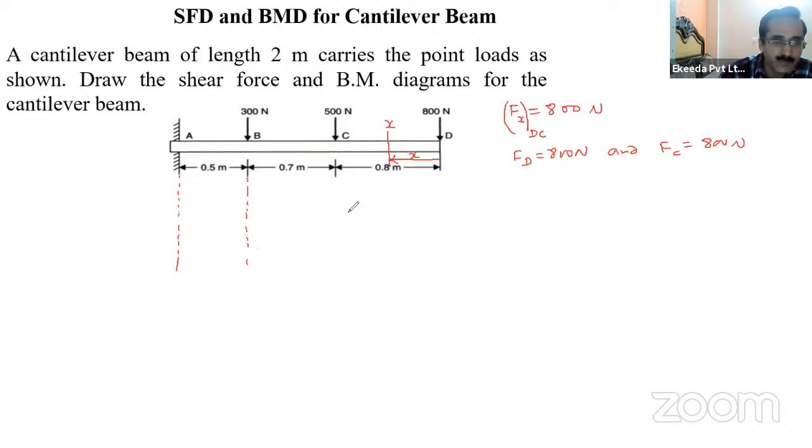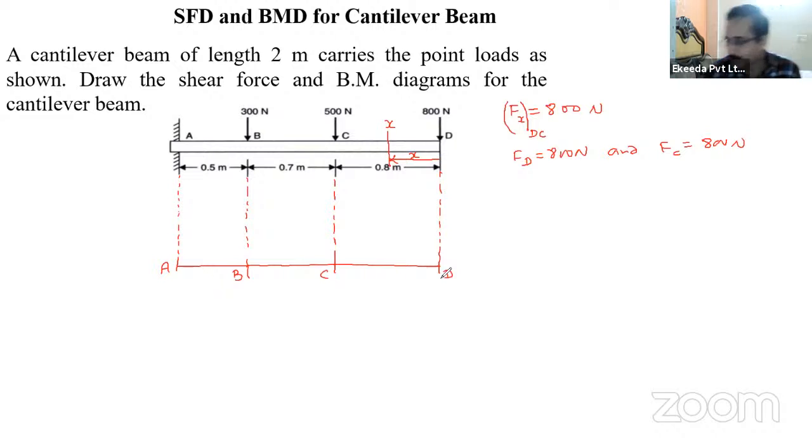So let us draw now the shear force diagram. This is our baseline on which the shear force diagram will be drawn. This is A, B, C, and D. At D point, the load is 800, so I am taking 800 here. Suppose this distance is equivalent to 800 Newton.